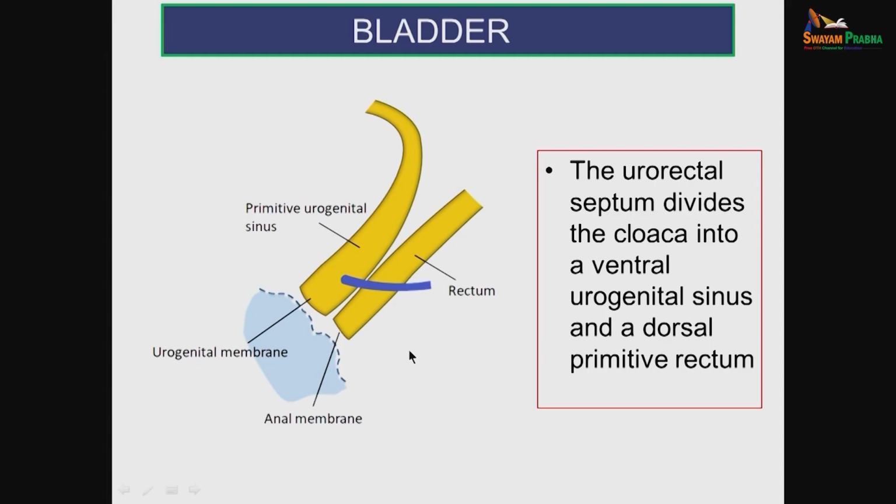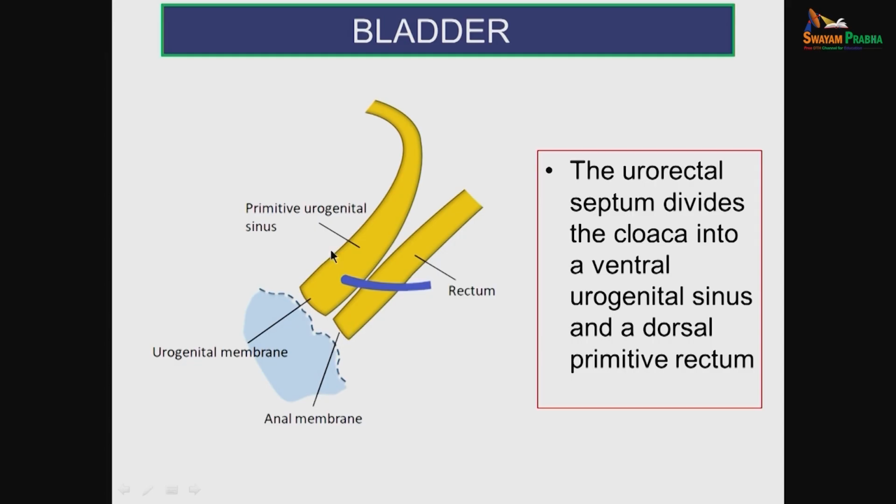We have already reviewed the development of cloaca in our initial slides. So we said cloaca was the distal part of the hindgut, which was distal to the allantoic diverticulum. And we mentioned cloaca was subdivided by a urorectal septum into a ventral part, which was called the primitive urogenital sinus, and a dorsal part, which was called the primitive rectum. The primitive rectum gives rise to the rectum and upper part of anal canal.